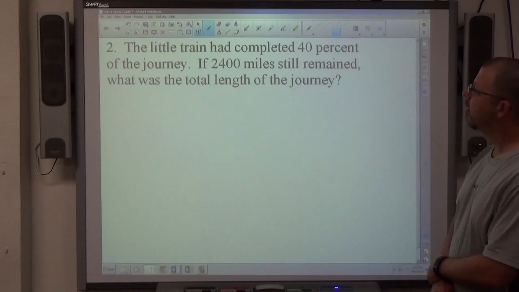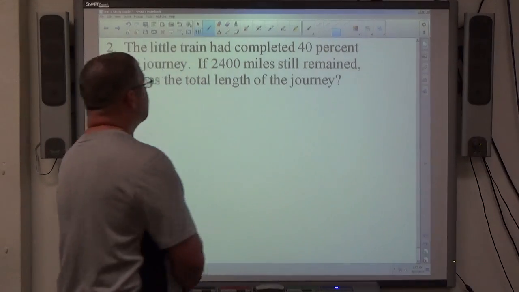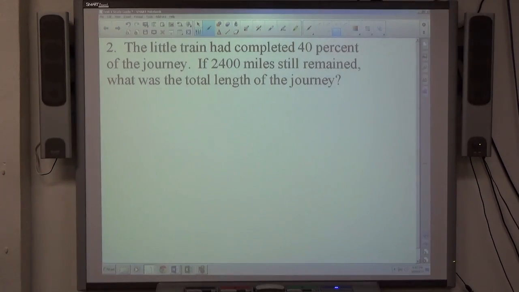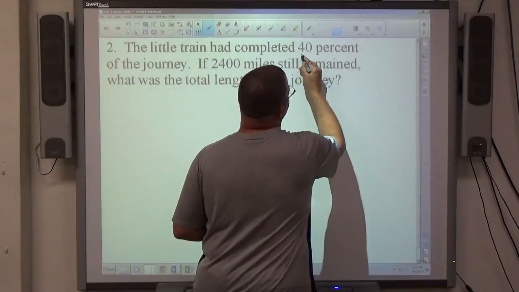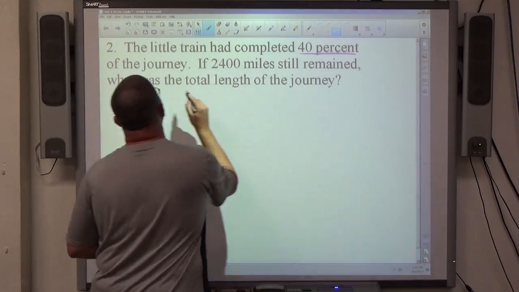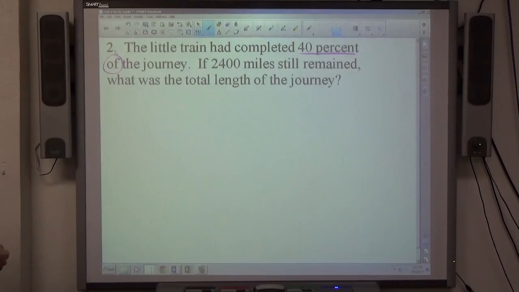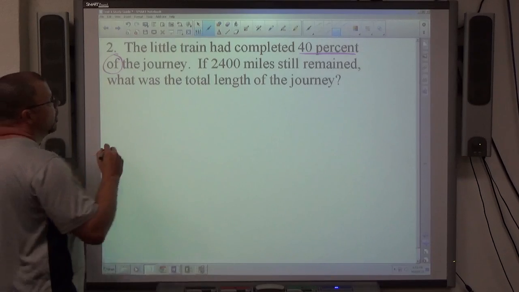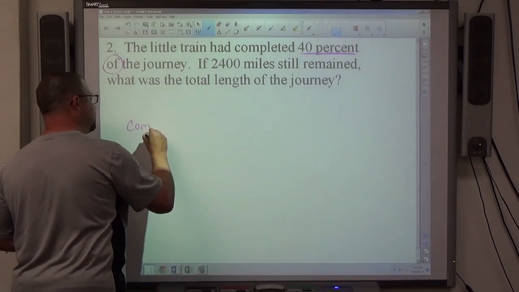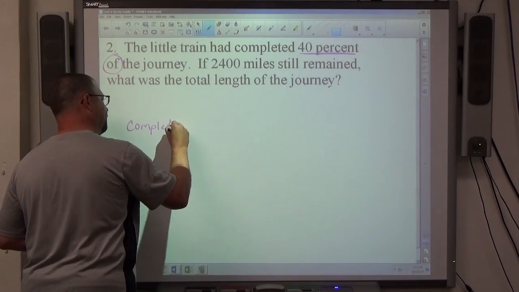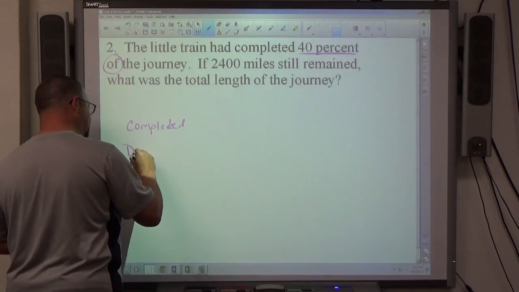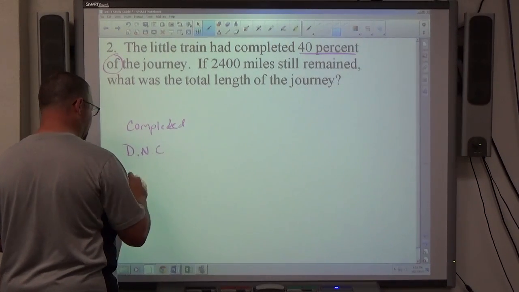Number 2, the little train had completed 40% of the journey. Okay, and again, what I've told you to be careful of here with percent problems and word problems is what happens after the word percent. Percent of makes it a part whole percent problem. So, completed, did not complete, and total.